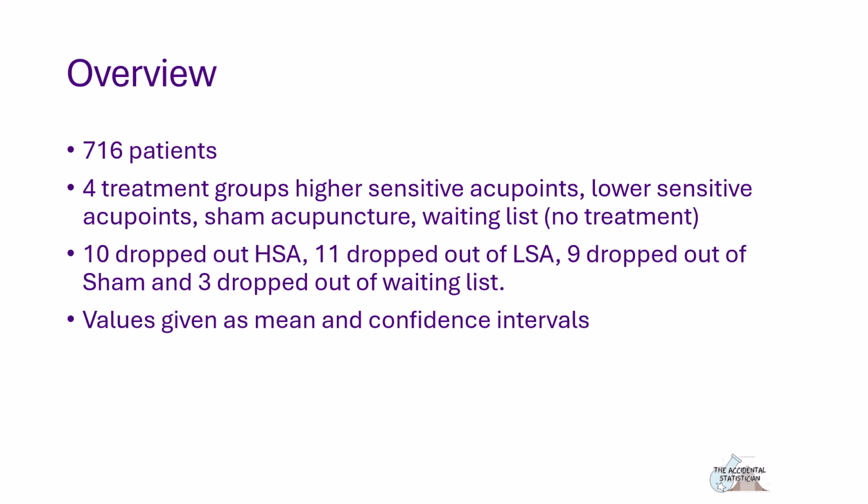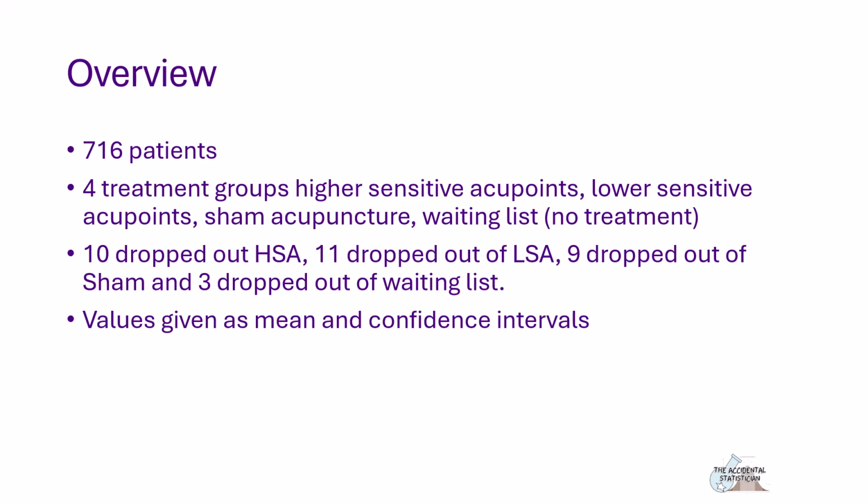The paper has 716 patients, so it's a very big study, 4 treatment groups: higher sensitive acupoints, so HSA, lower sensitive acupoints, LSA, sham acupuncture, which is going to be the control, and waiting list, so no treatment. That's not the control in this case. 10 dropped out of HSA, 11 out of LSA, 9 out of sham, and 3 dropped out of the waiting list. So the dropouts are very similar to each other.